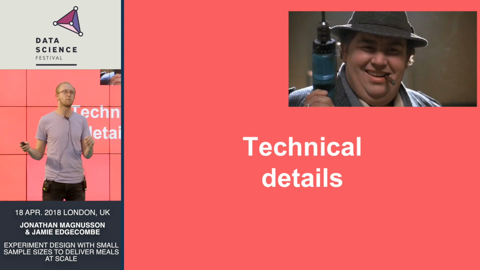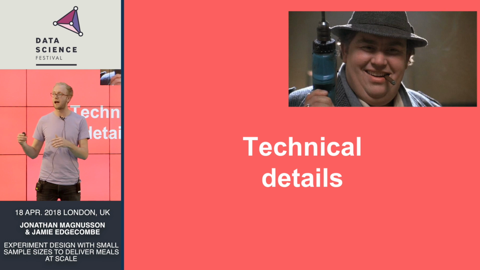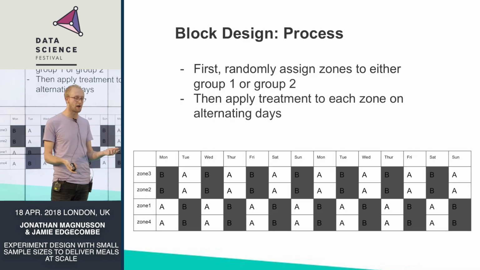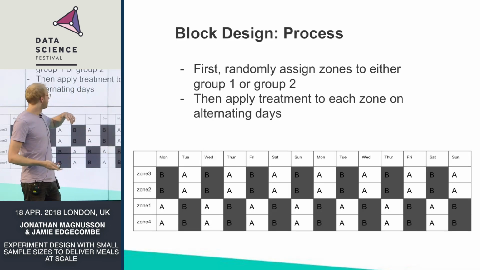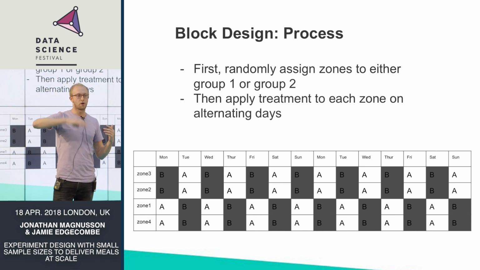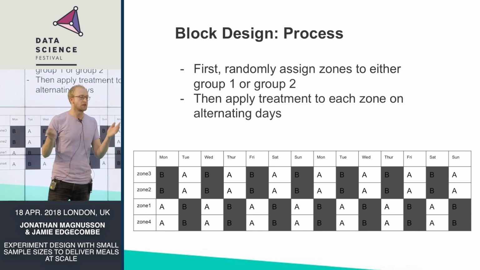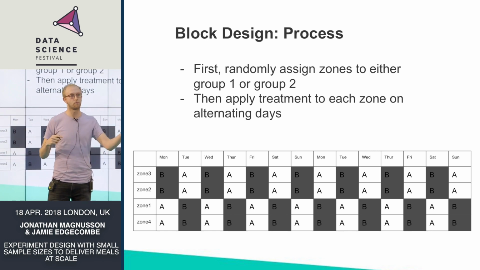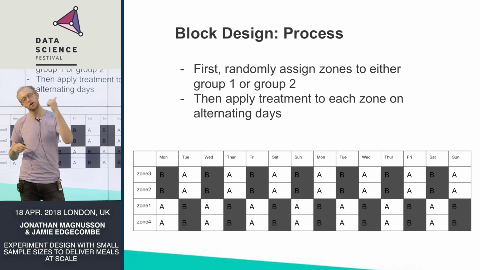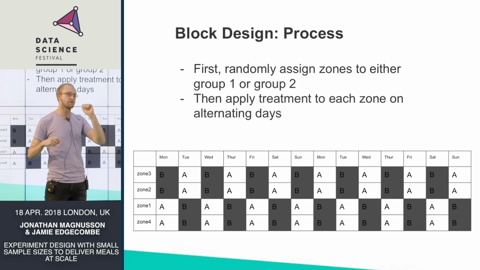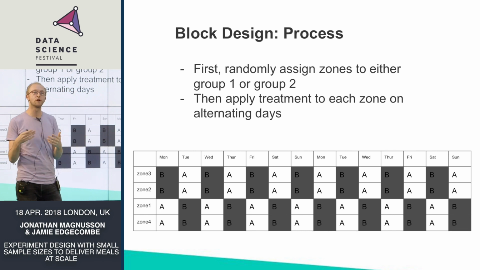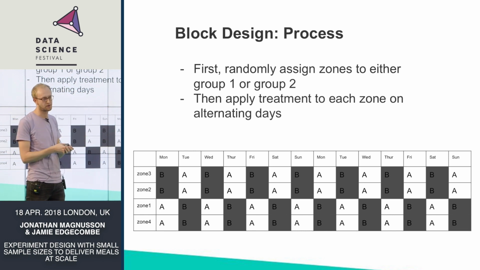So now let's talk about the technical details of how the block design process works and, in summary, the logic behind it. First of all, if we think about all of our zones, let's say that there are 100 zones in London, then we'll randomly split them into group 1 and group 2. And from that we'll assign the sequence of treatments that are applied to them.